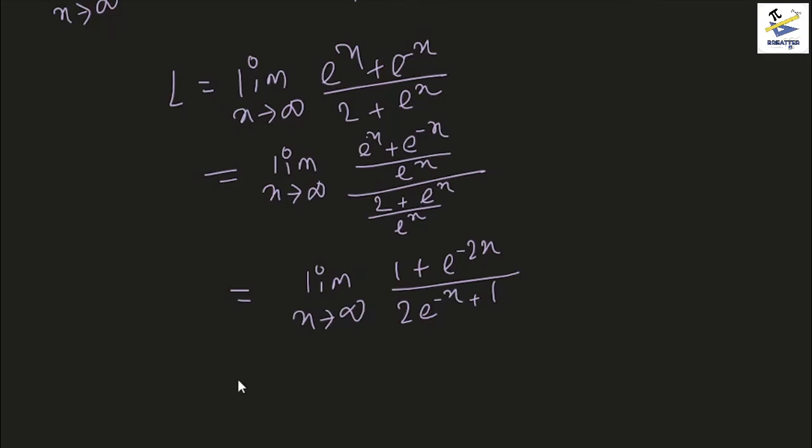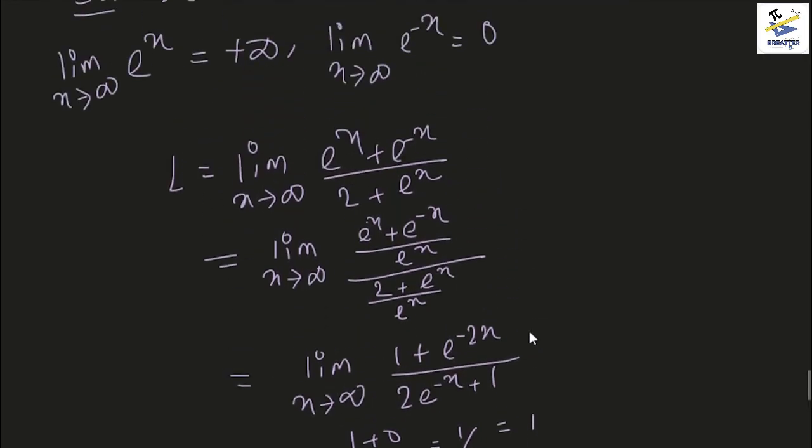Now since we know that the limit as x tends to infinity of e to the power minus x is 0, so would be e to the power minus 2x. So this would give us (1 plus 0) by (2 into 0 plus 1), or 1 by 1, or that is 1, right?